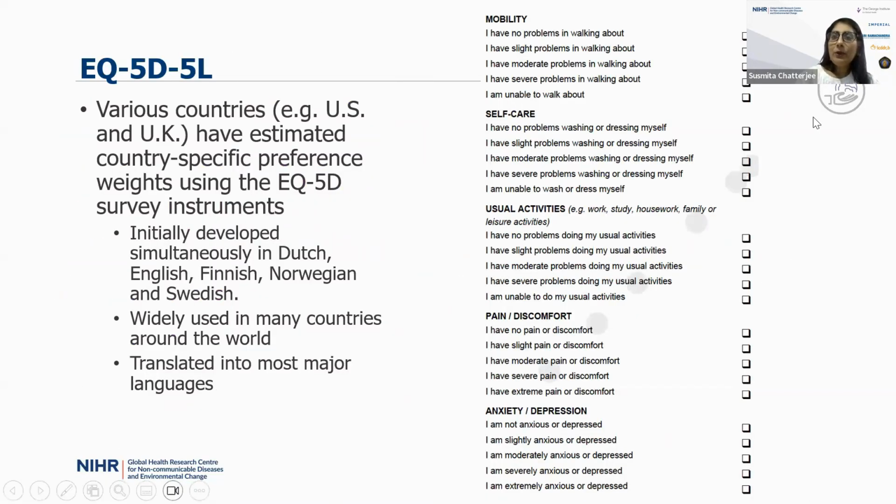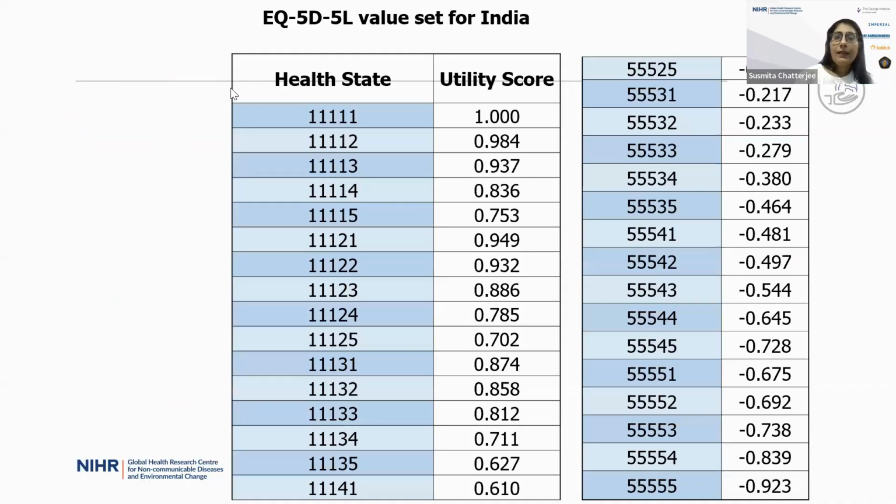No problem, no problem, no problem. Slight is second, moderate is third, severe is 4, extreme is 5. Okay, no problem is 1, slight is 2, moderate is 3, severe is 4, extreme is 5. These were the utility score.